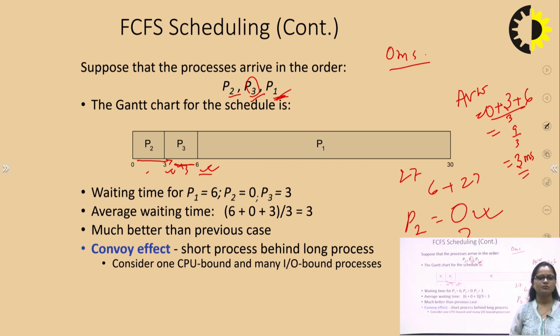So this is a very famous problem, the convoy effect, in which the long process is running according to its long CPU burst, and a short process, like a 3 millisecond job, is waiting for 27 milliseconds. So it is the problem.